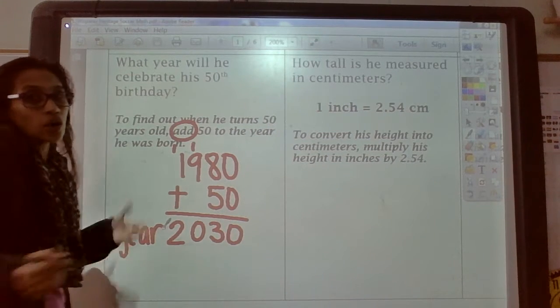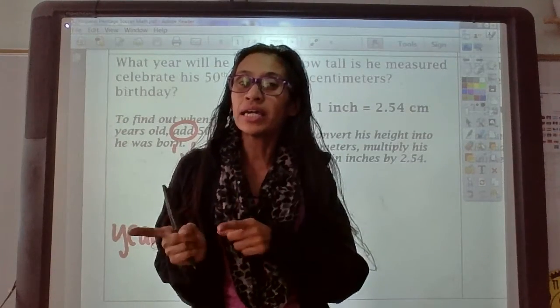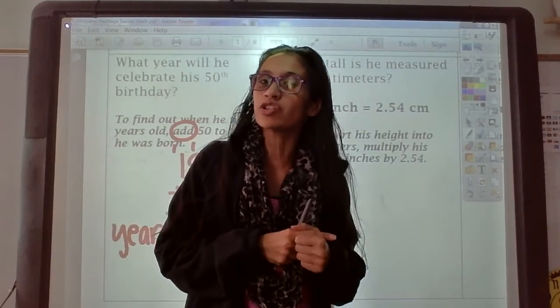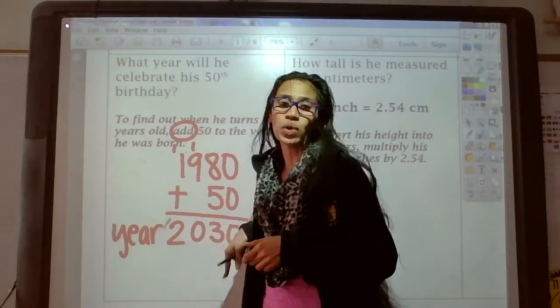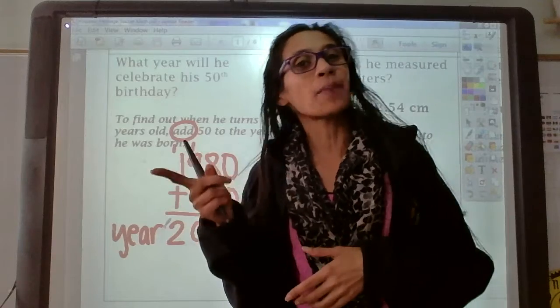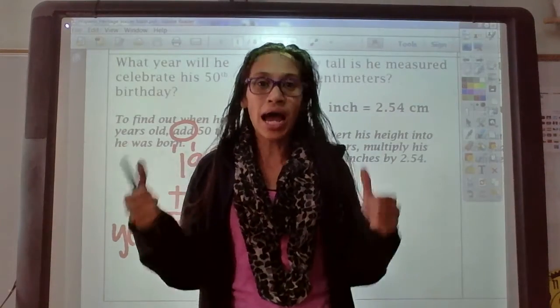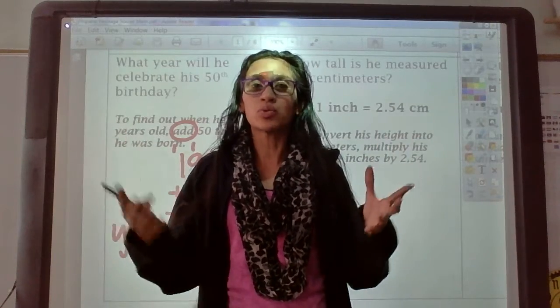2030. Or you could be fancy and write a whole sentence and we could say, he will turn 50 years old in the year 2030. So get some writing in there. Make sure you capitalize the first letter in that sentence. So I'm done dealing with the year he was born.